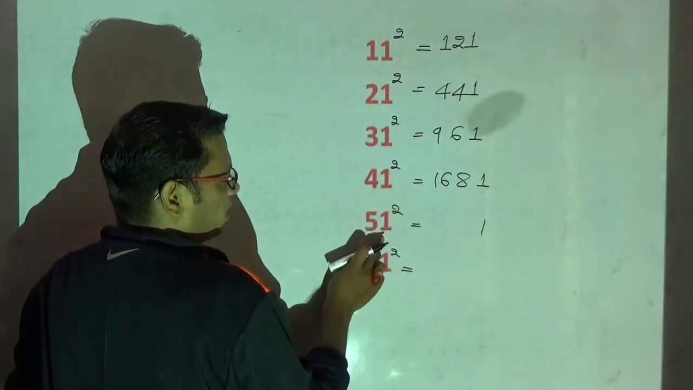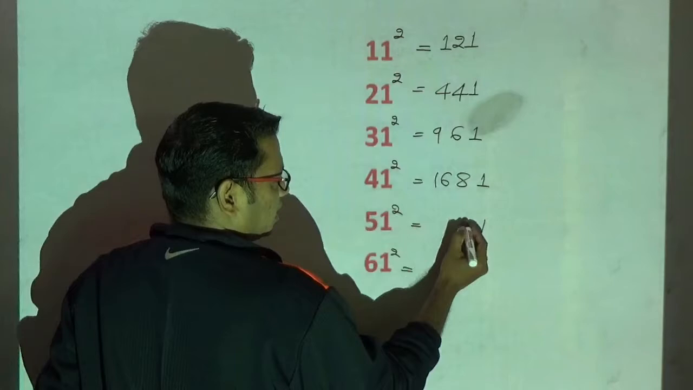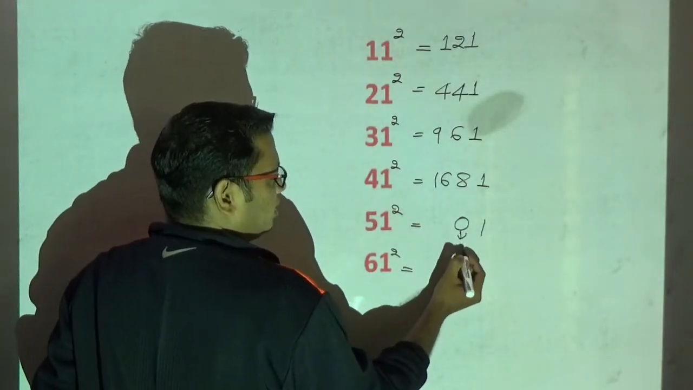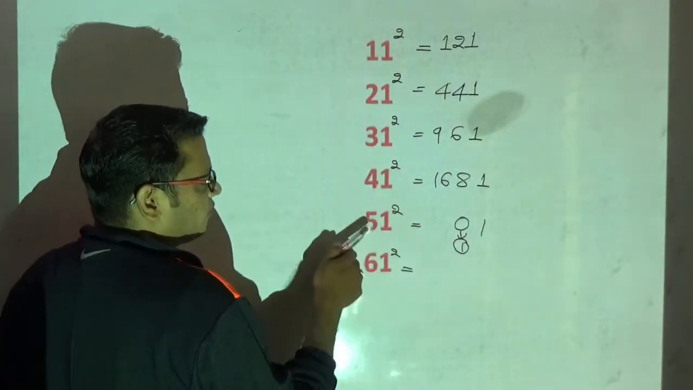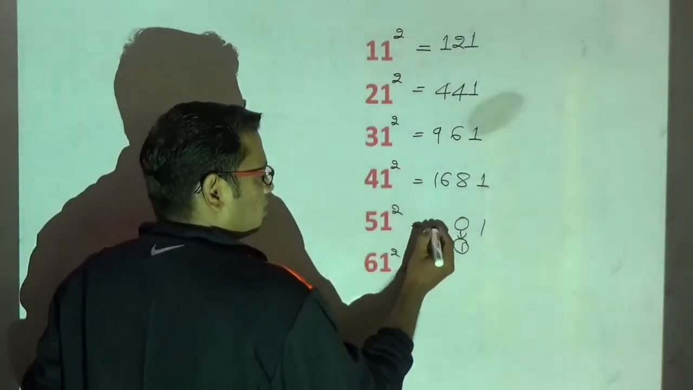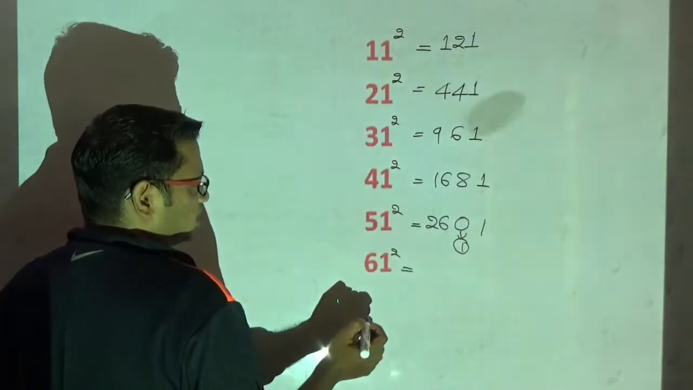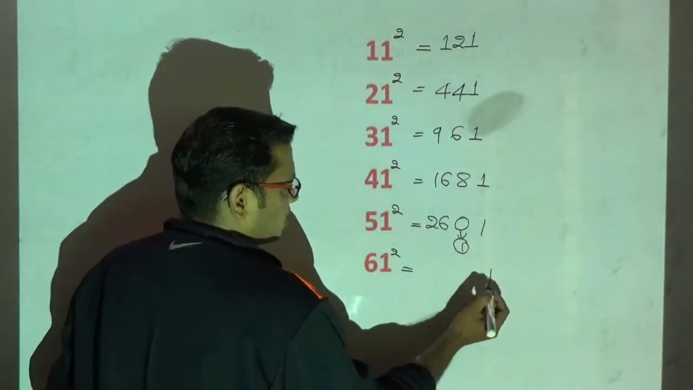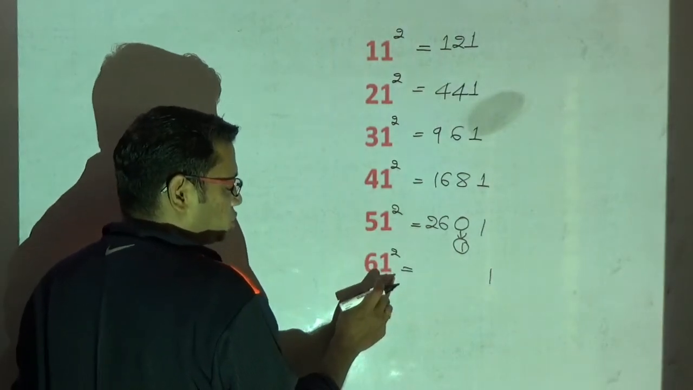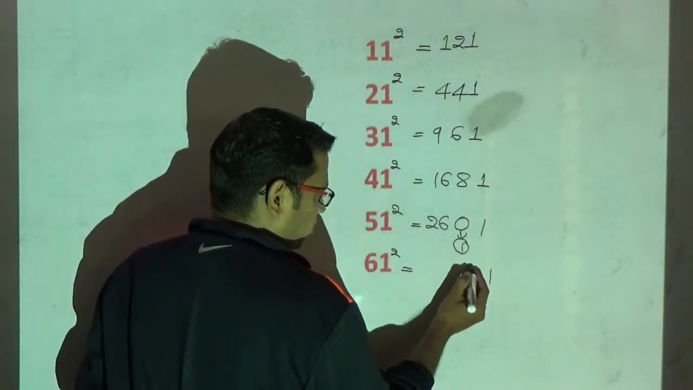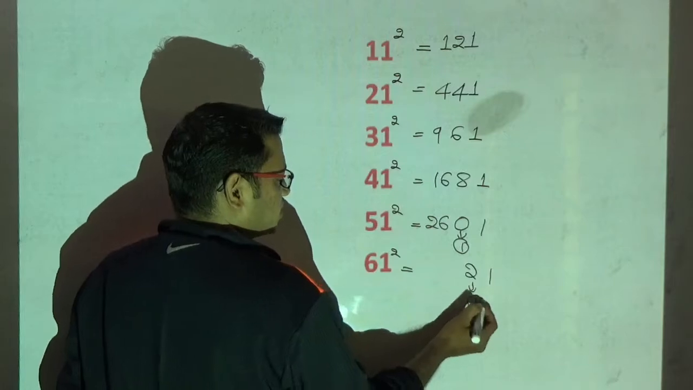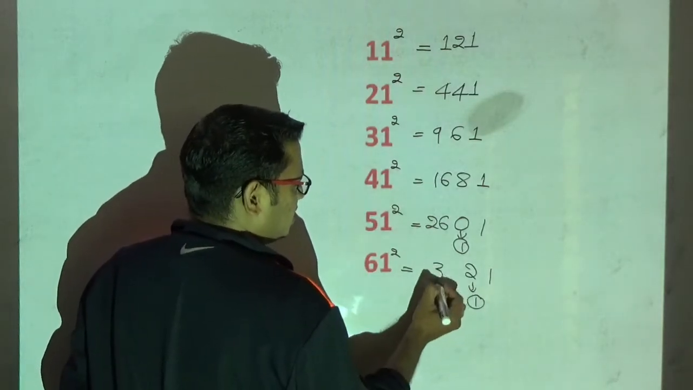Similarly here, 1 square is 1. Double your 1, it becomes 2. 2 into 5 is 10. Write the end digit only. In the 10, the end digit is 0, carry is 1. 5 square is 25 plus 1 is 26. The answer is 2601. Similarly here, 1 square is 1. Double your 1, it becomes 2. 2 into 6 is 12. Carry is 1. 6 square is 36 plus 1 is 37.